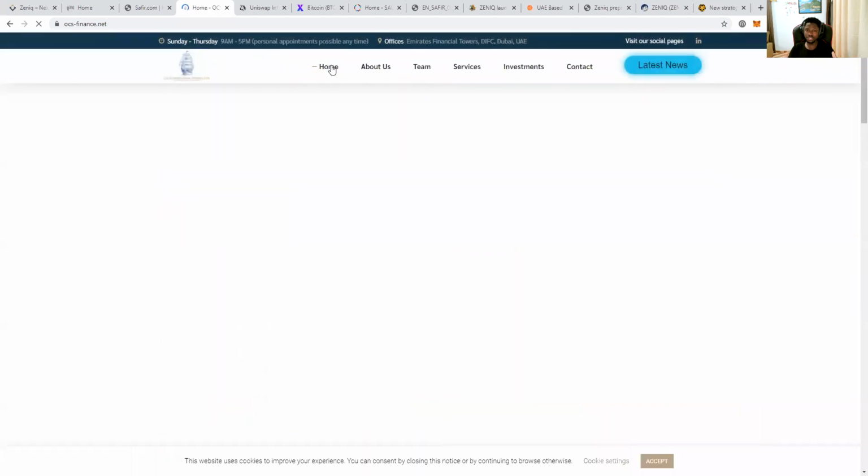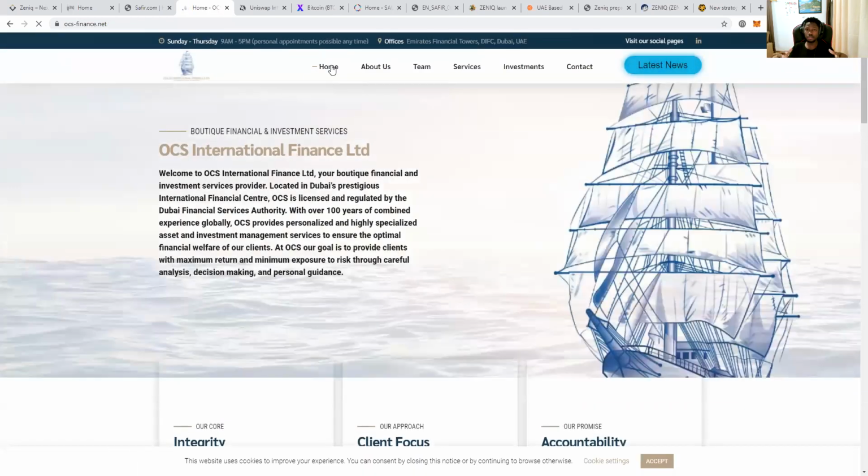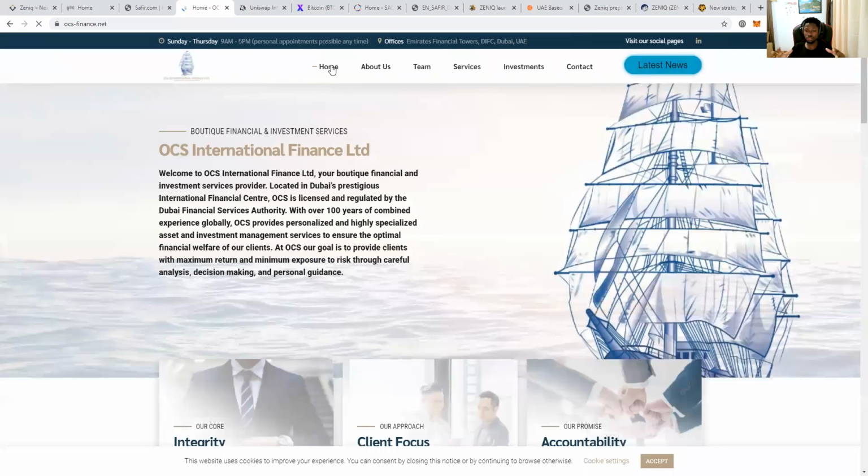So ideally, the project is designed on three major, should I say, legs or three major strongholds. Zeniq, which is into the technology.